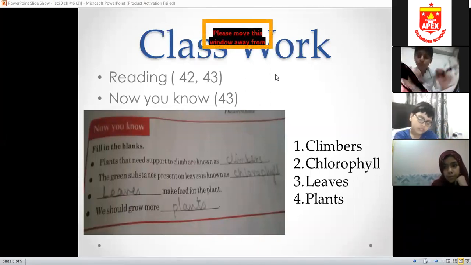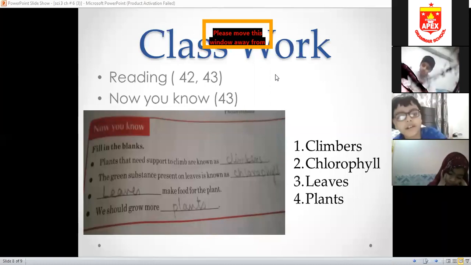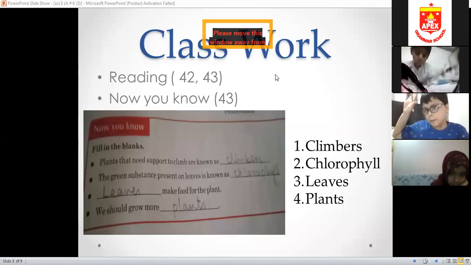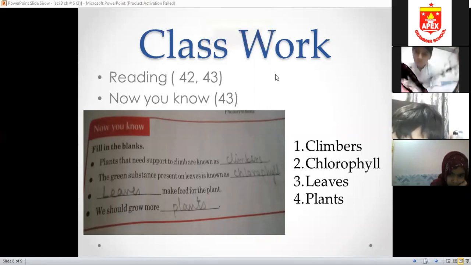And on this page number 43, you have seen, now you know. Take a pencil in your hand. And one thing more, students, I want to say it very clearly. I have checked your copies, and I have seen so much pathetic handwriting you people have done in your copies, a few students. So it's very difficult for me to read what these students have written in their copies.